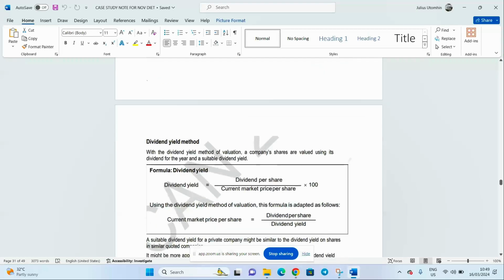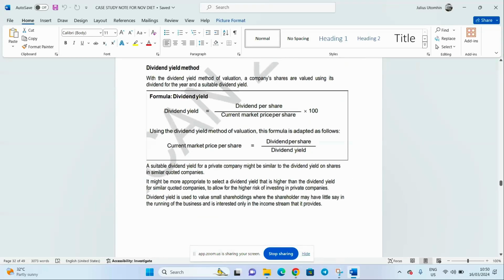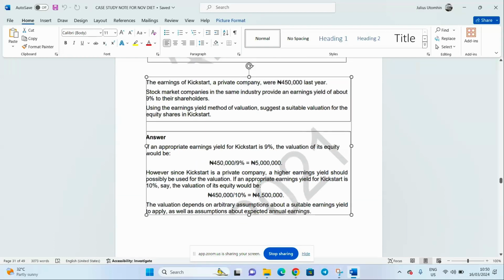Then, dividend yield method. Excuse me, sir. Yes, please. Sir, did we assume the 10% or was it part of the question originally? This 10%, you mean? Yes, sir. Oh no, it was an assumption. The appropriate answer ends at 9.95 million. For example, this is the question, this is the answer.